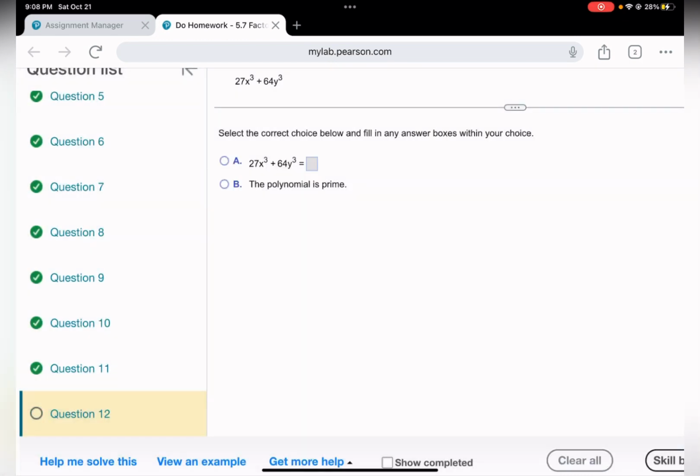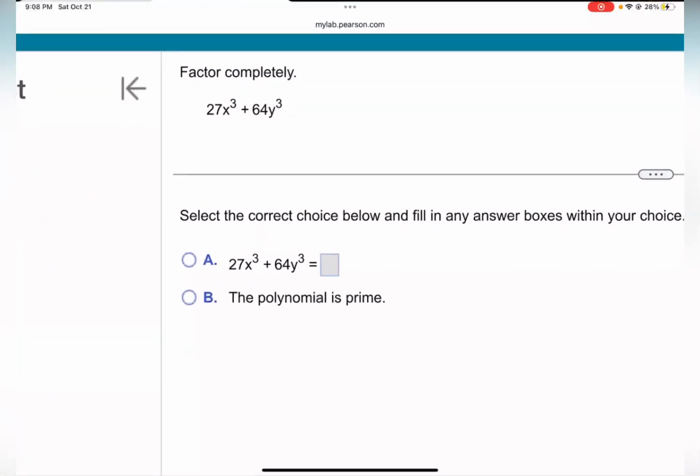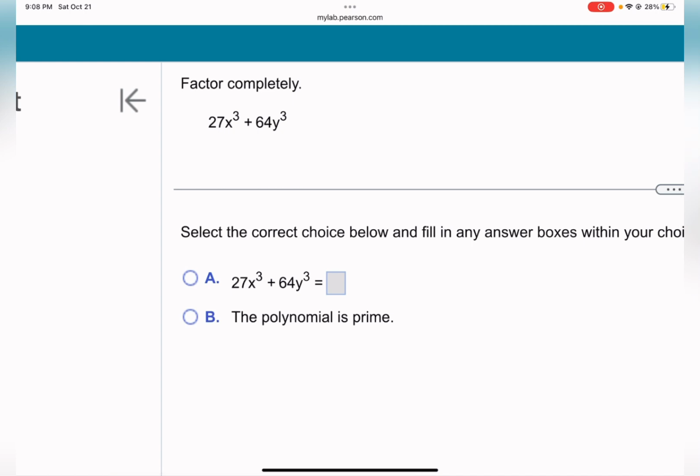And the last one, I believe, okay, again cubed, so you can do it, right? A cubed plus b cubed, so in this case it's going to be what? 3x is a, and 4y is going to be b, and you can use the formula and cube it. Okay.